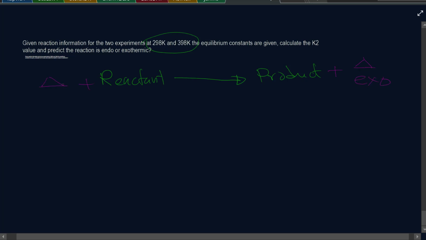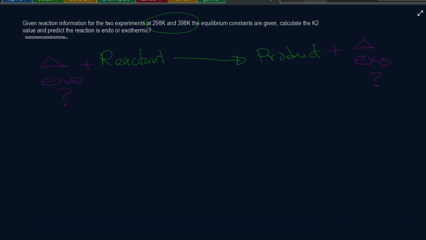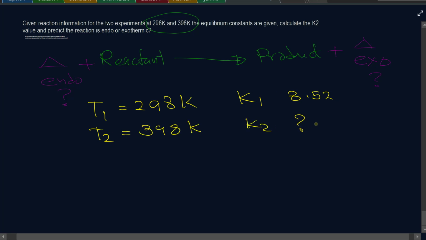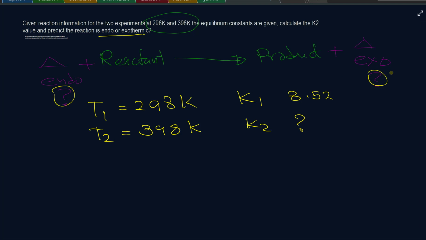Yes, so we can calculate the K2 value. So these are the T1 298 K, and the K1 is given actually. K1 is 8.52, and then 398 is given, and the K2 we are looking for. For this one, we are also going to find out whether it is endothermic or exothermic, just to get the sense of it, right?